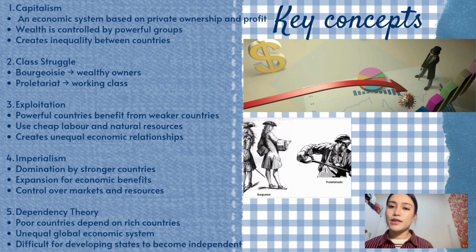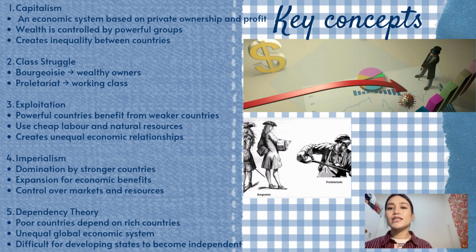Marxists argue that capitalism creates inequality because wealthy countries and multinational companies gain more wealth while poorer countries provide cheap labor and resources. As a result, rich countries continue to become richer while developing countries struggle economically. Secondly is class struggle. Marx believed society is divided into two main classes.